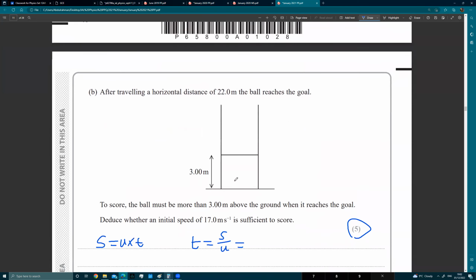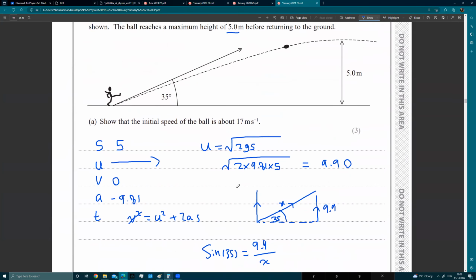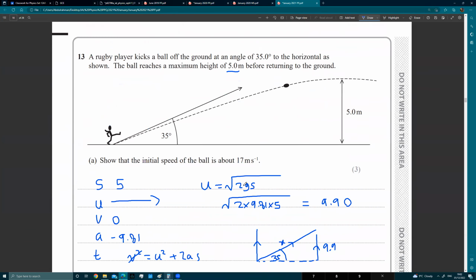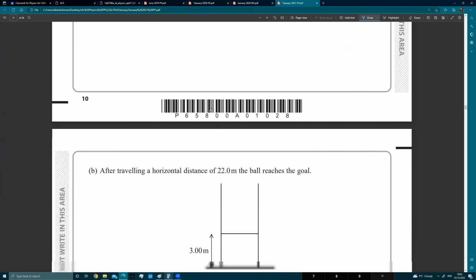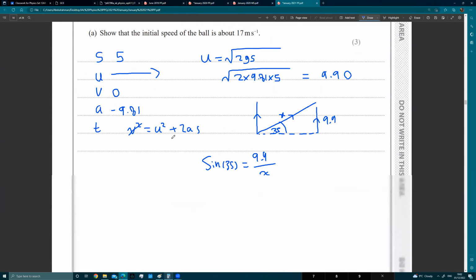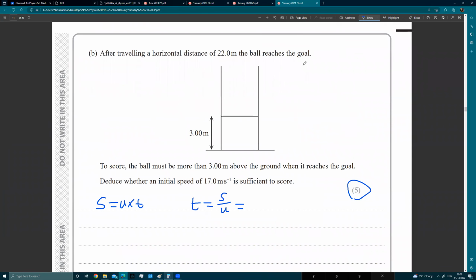So it says, after traveling a horizontal distance of 22 meters, the ball reaches the goal. Where's the goal? Oh, this is nothing to do with it. Is this rugby or football? Oh, rugby, okay. The ball reaches a goal. I know what kind of goal that is. To score, the ball must be more than 3 meters above the ground when it reaches the goal. Deduce whether an initial speed of 17 meters per second is sufficient to score.